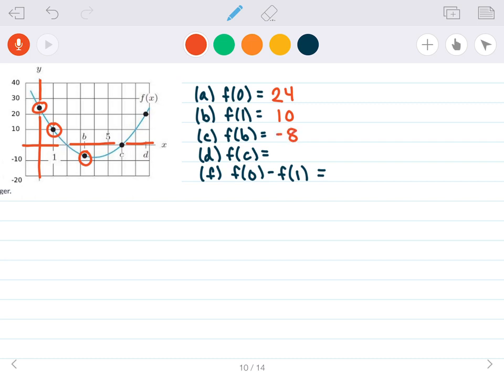f of c, that's just going to be 0 because it's not moving vertically. It's just on the x-axis. So f of c is 0. Now f of 0 from part A is 24. f of 1 from part B is 10. 24 minus 10 is 14. So that's my answer for part F.